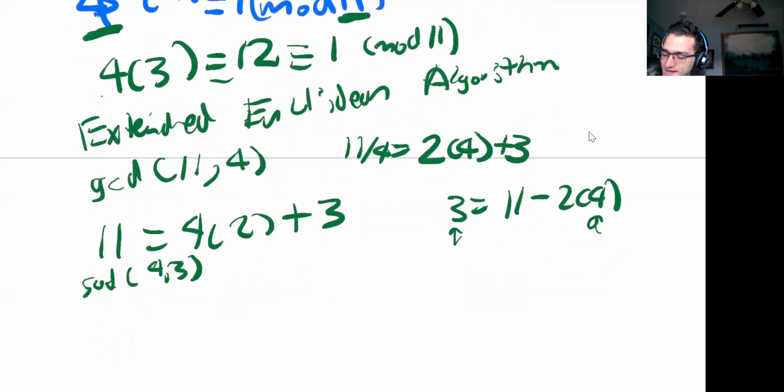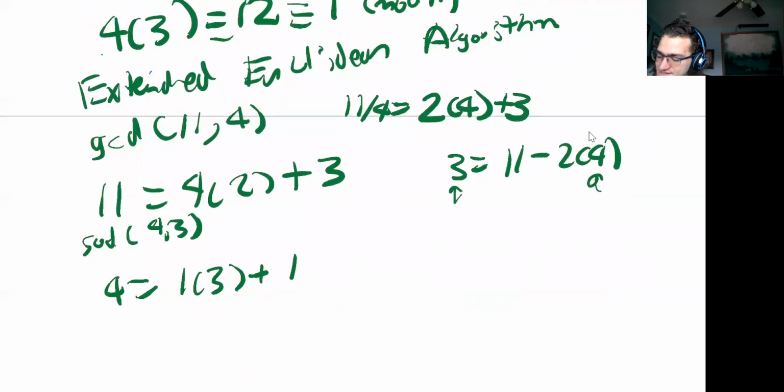And then I can say, well, 4 is equal to 1 times 3 plus 1. And then I say, okay, I got 1 equals 4 minus 1 times 3. And so now I've gotten down to 1 here. And so I found that the GCD of 4 and 3 is 1.